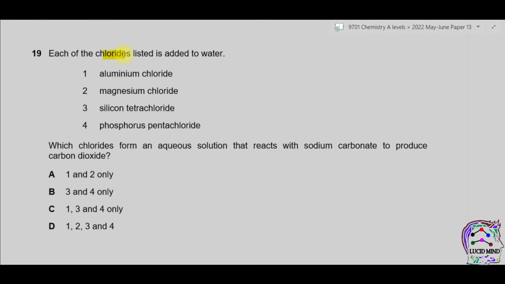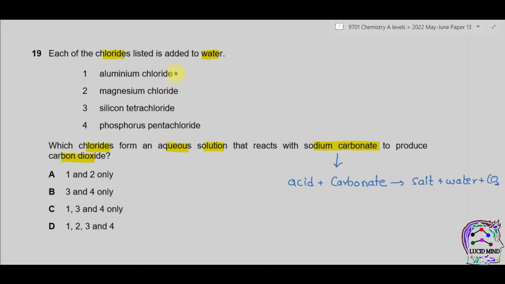Question number 19. Each of the chlorides listed is added to water. We have aluminum chloride, magnesium chloride, silicon tetrachloride, phosphorus pentachloride. Which chlorides form an aqueous solution that reacts with sodium carbonate to produce carbon dioxide? Now we have sodium carbonate. You should remember that acid plus carbonate forms salt, water and releases CO2. So it means our aqueous solution must be acidic in nature.